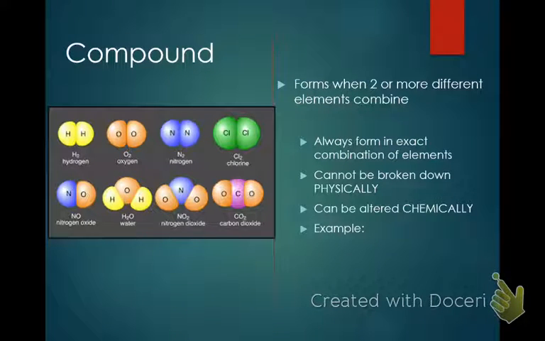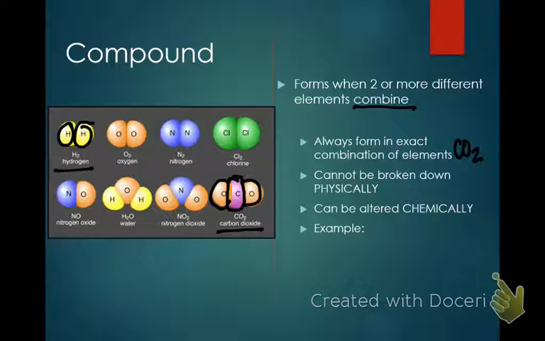So a compound. A compound is when two or more elements combine together. Okay, so here we can see there's 2 hydrogen atoms. So that becomes hydrogen gas, which is H2. Carbon dioxide is another example. There's an oxygen and a carbon. So that's 3 atoms that have come together, make carbon dioxide. Okay, so they always form in the exact combination of elements. For example, carbon dioxide is always CO2. Okay, if you have CO3, that's something else. So it always is in the exact combination of elements.